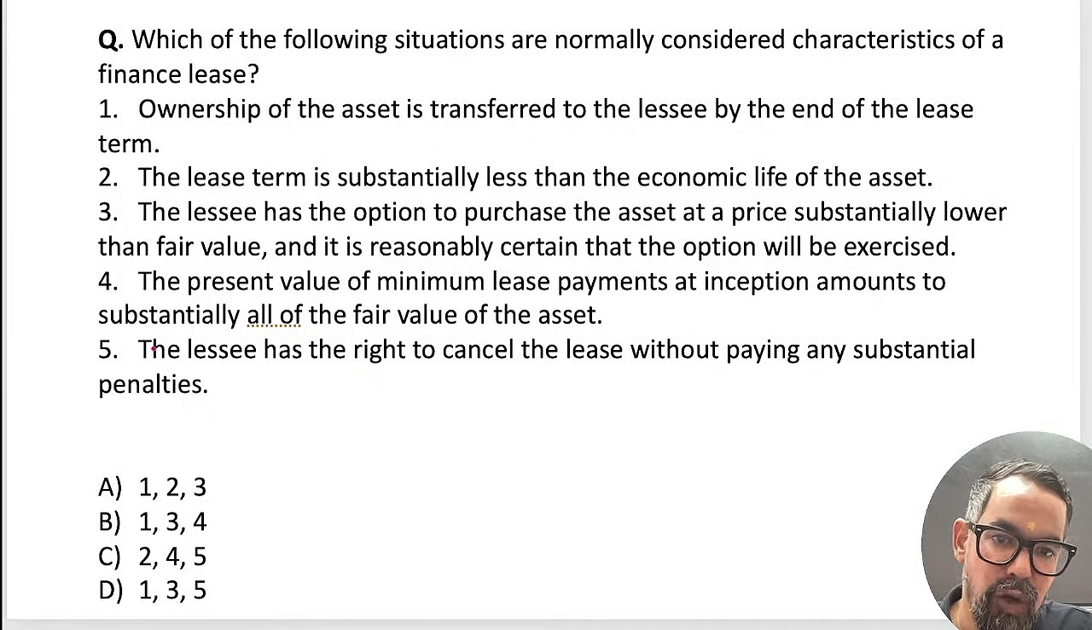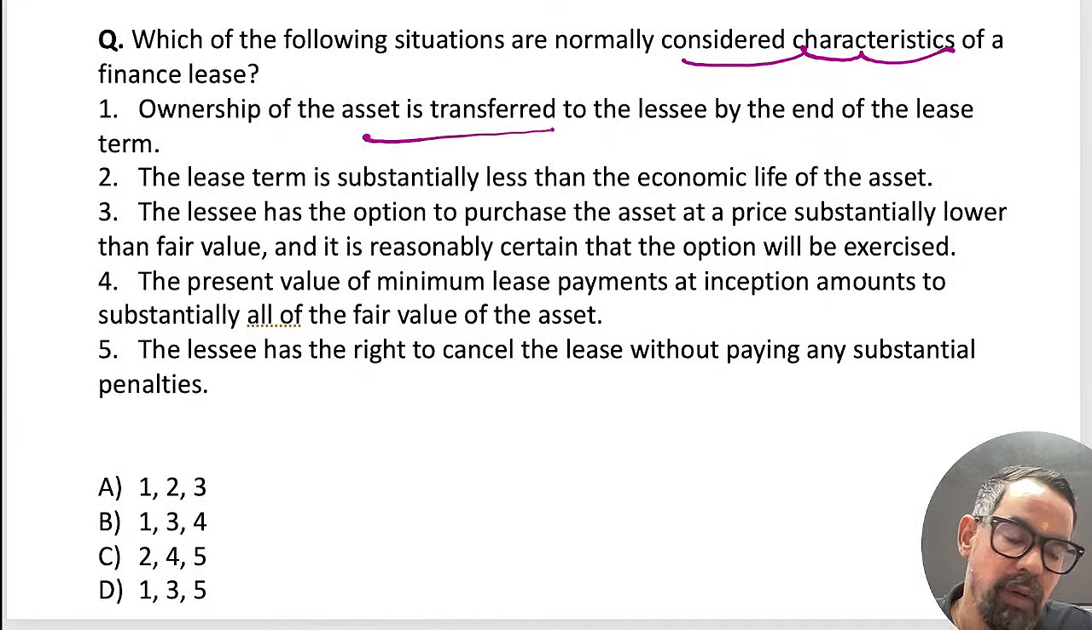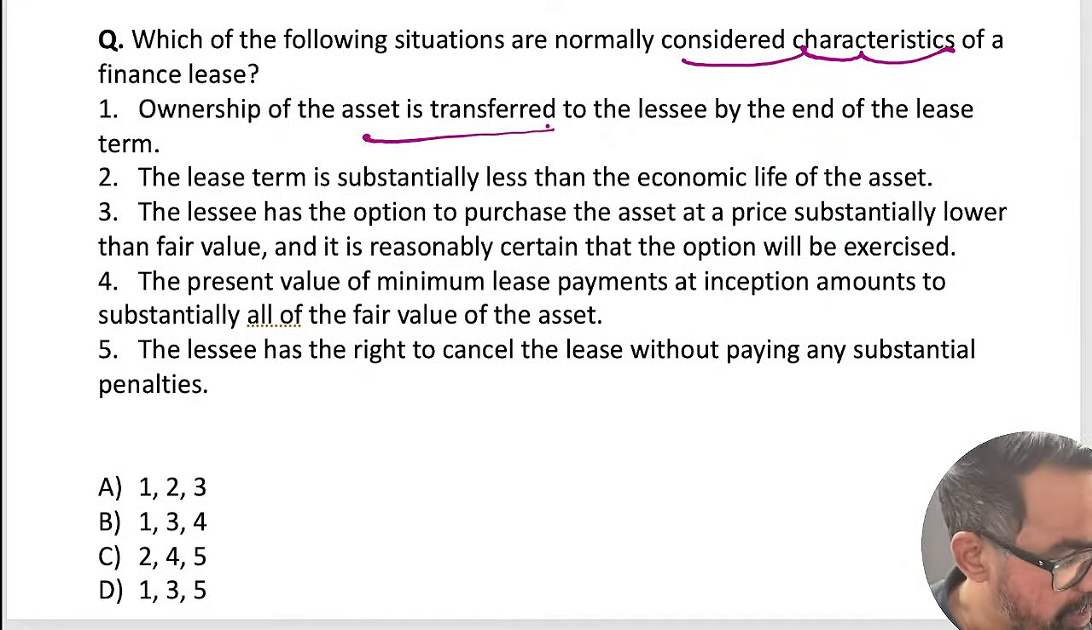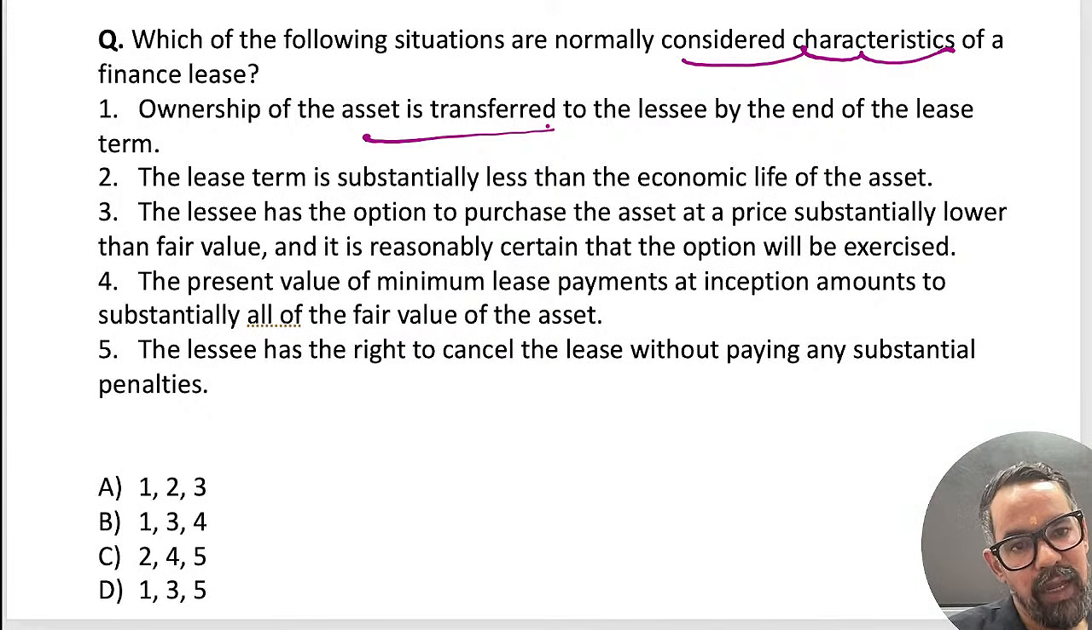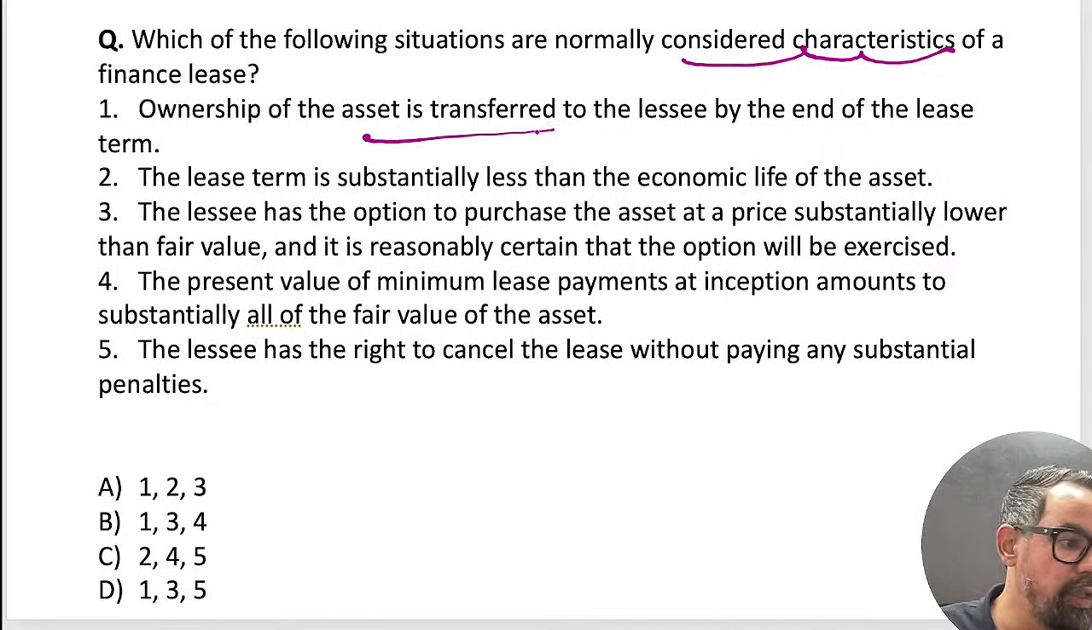Which of the following situations are normally considered characteristics of a finance lease? The ownership of the asset. Okay, answer this one, guys. Operating lease, I guess, in INIFS they asked a question around operating lease. Mostly their question will be around taxation or the legal aspects of lease, or they can ask one question around the comparison between these two and others.